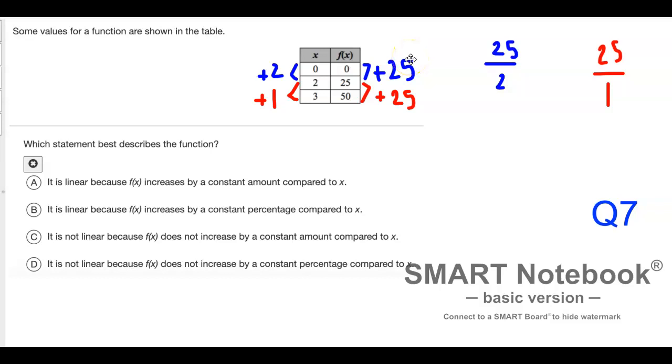Some values for a function are shown in the table. Which statement best describes the function? So here we have our table. The left-hand column is x, the right-hand column is f of x. So remember, f of x is like the y value.